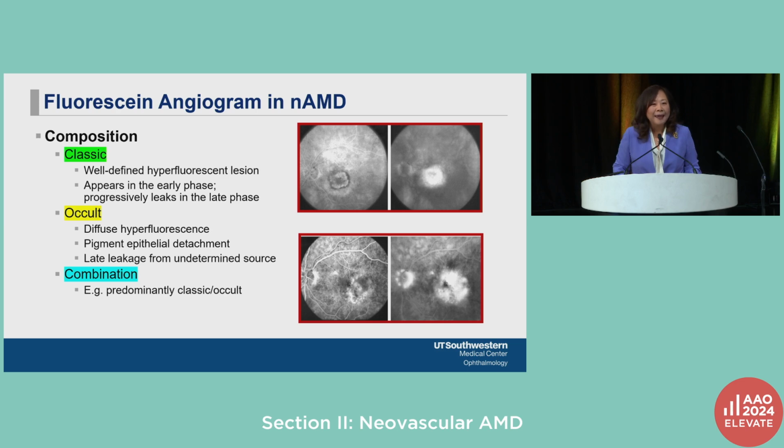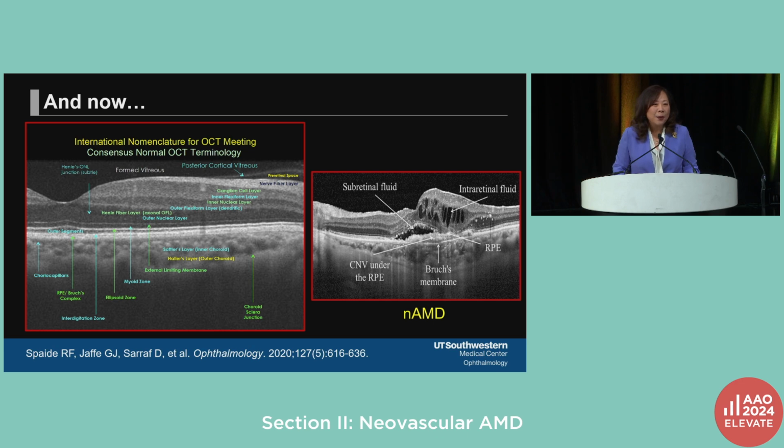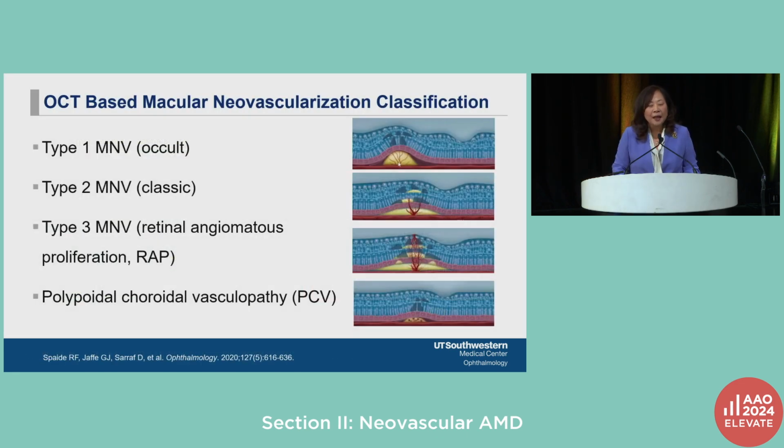However, in the era of OCT and anti-VEGF, millennials are never taught, and we often don't use classification based on fluorescein angiogram because we now have non-invasive in vivo biopsy of the retina in the normal state as well as in disease states such as neovascular AMD. Recently, OCT-based macular neovascularization classification has been developed.